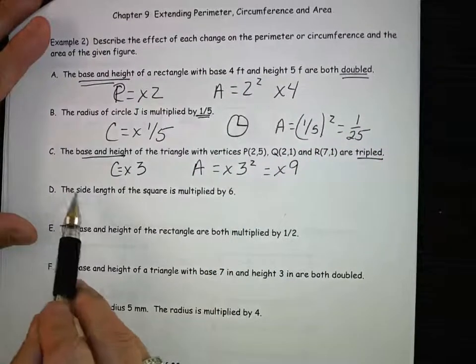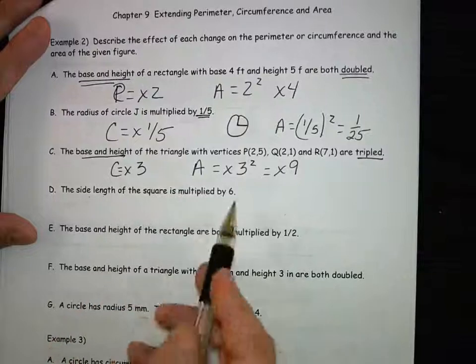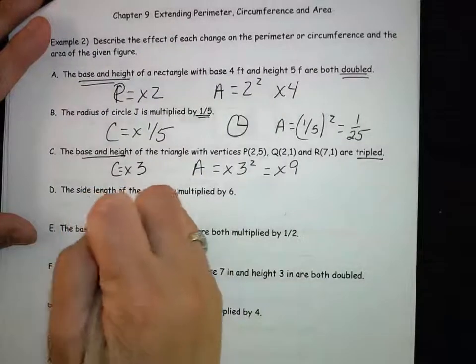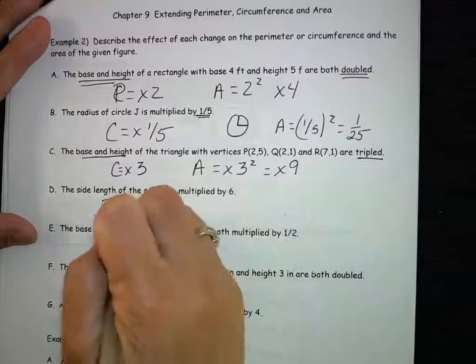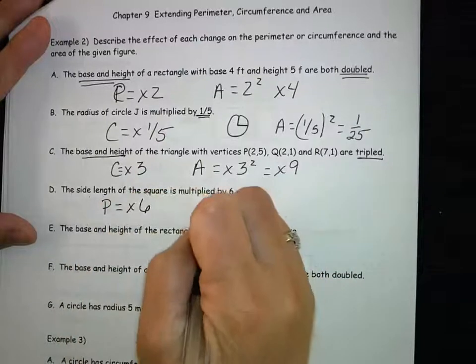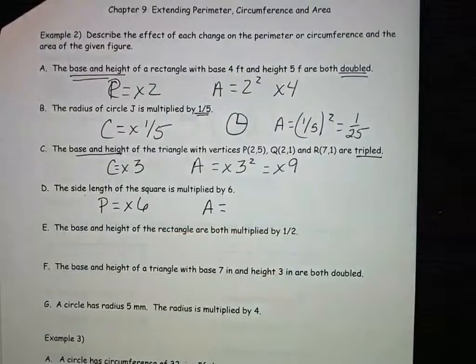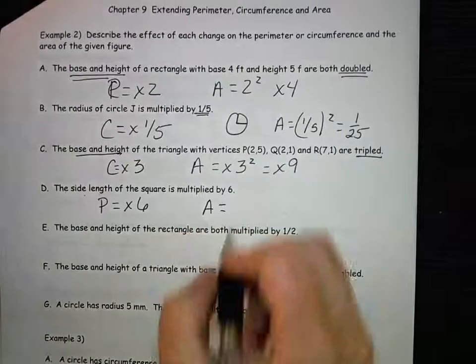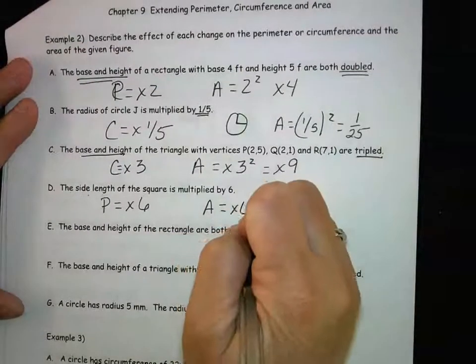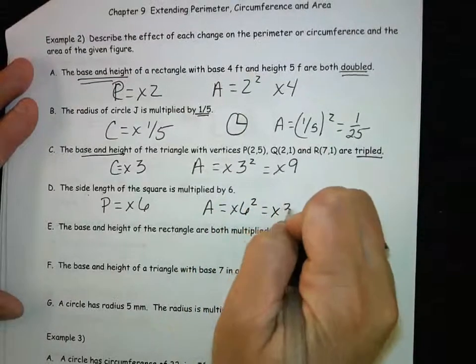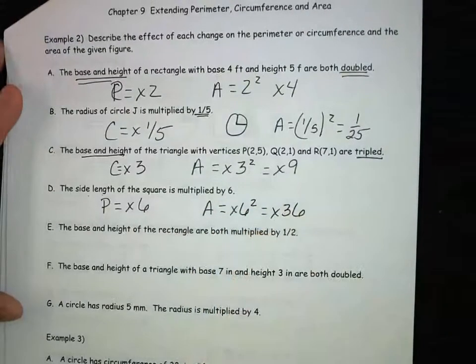Letter D, the side length of a square is multiplied by 6. The perimeter will be multiplied by 6. However, the area, you've changed two dimensions on a square, two different lengths. So that will be times 6 squared, or 36.